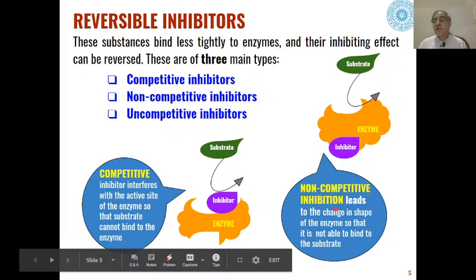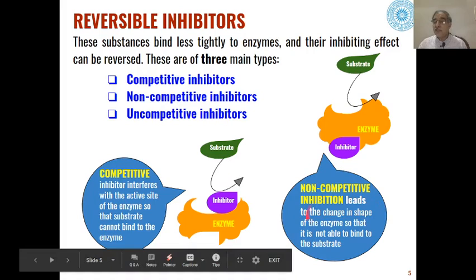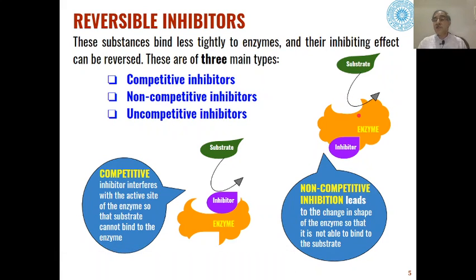Then the second is non-competitive inhibition. Here the inhibitor interacts with the enzyme in such a way that it changes the shape of the active site of the enzyme, so that the substrate cannot interact with the active site of the enzyme. Because of the change in shape of the enzyme, the substrate is not able to interact with the enzyme, and this shape change is done by the inhibitor. So that is why this is called non-competitive inhibition.